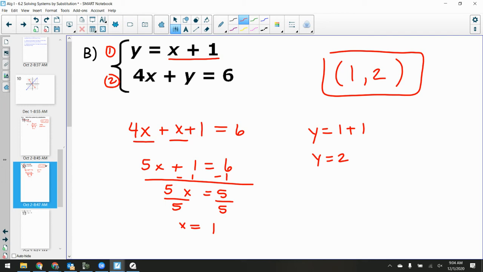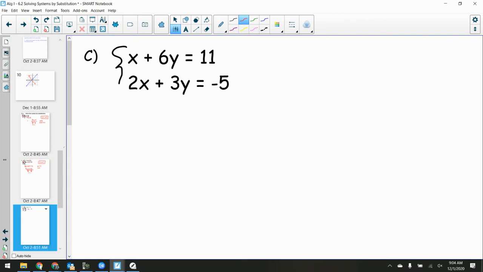So those two examples are when one of the equations was already solved for one of the variables. It was kind of what I would like to call set up for substitution, because one of the equations was already solved for one of the variables. Is that the case here? No. What kind of form are both of these in? These are standard forms, right? X, Y, constant.